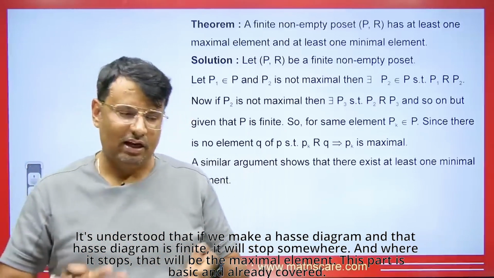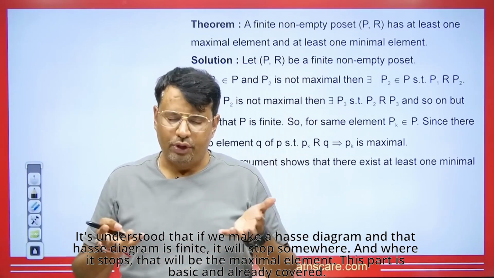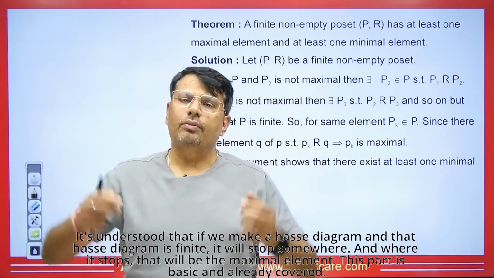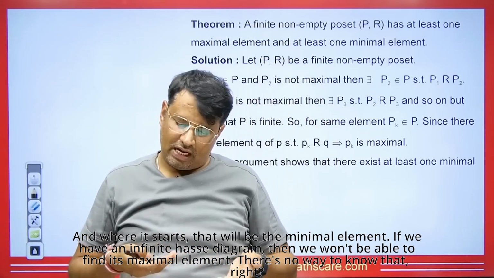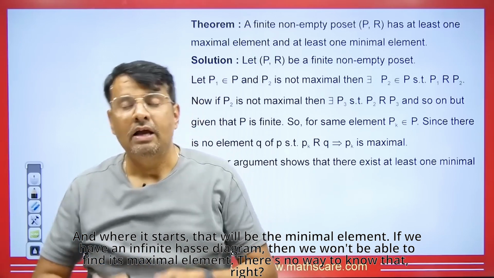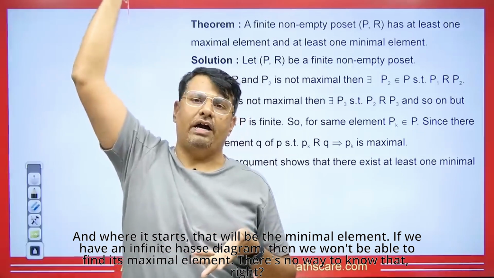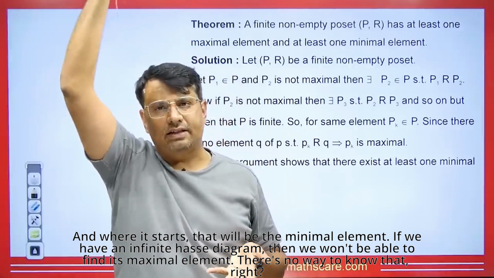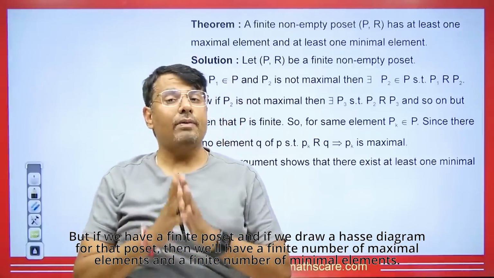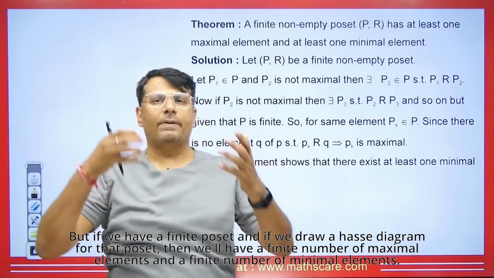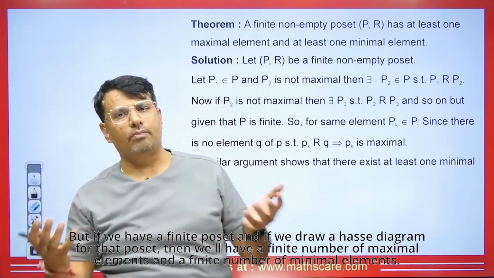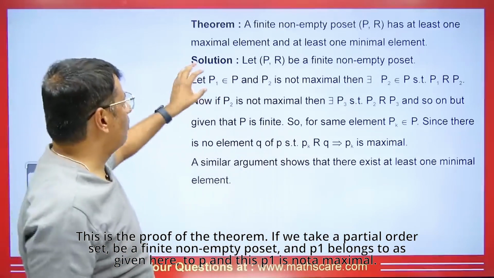It's understood that if we make a Hasse diagram, and that diagram is finite, it will stop somewhere. And where it stops, that will be the maximal element. This part is basic and already covered. And where it starts, that will be the minimal element. If we have an infinite Hasse diagram, then we won't be able to find its maximal element. There's no way to know that, right? But if we have a finite POSET and if we draw a Hasse diagram for that POSET, then we'll have a finite number of maximal elements and a finite number of minimal elements. This is the proof of the theorem.